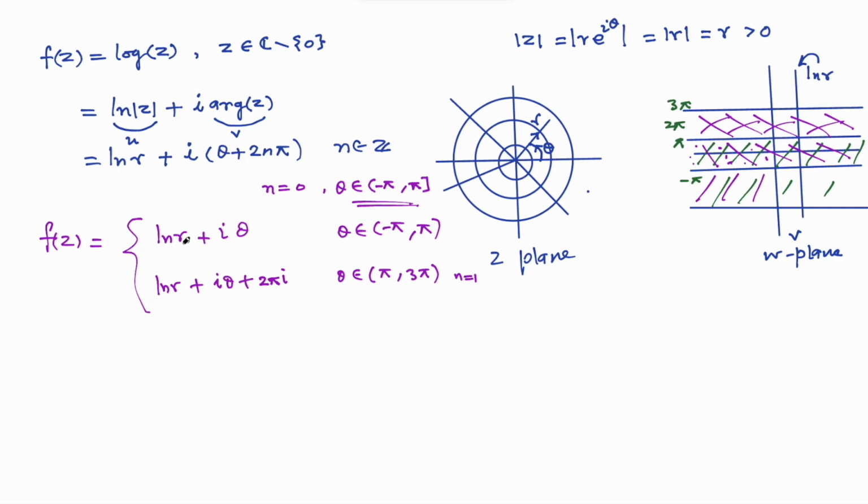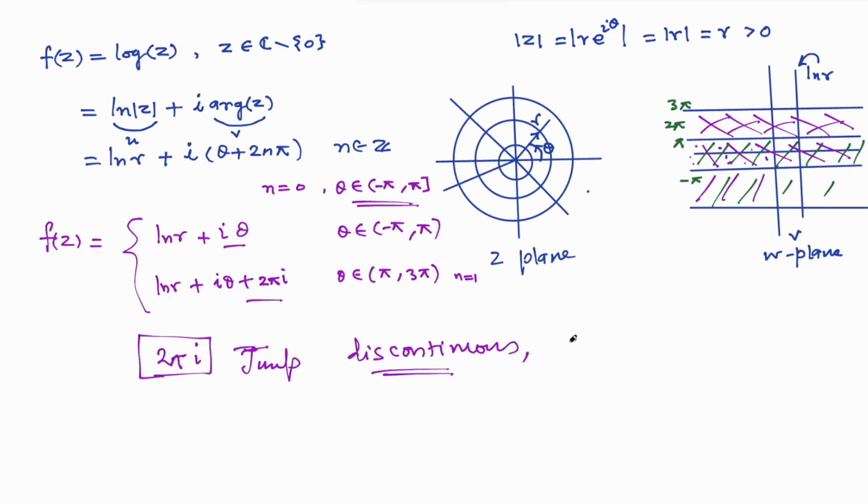So if you see these two functions, this function has a jump discontinuity, right? How do you calculate the jump? This piece minus this piece, so the jump is going to come out to be 2 pi i. So this is a jump, and this function is discontinuous, so you cannot find the differentiability of this function. This function is not differentiable also.